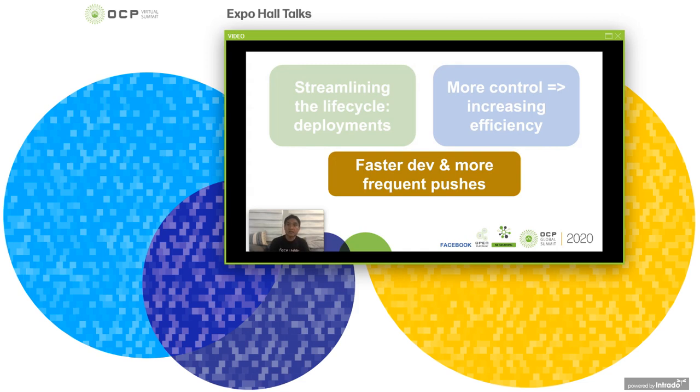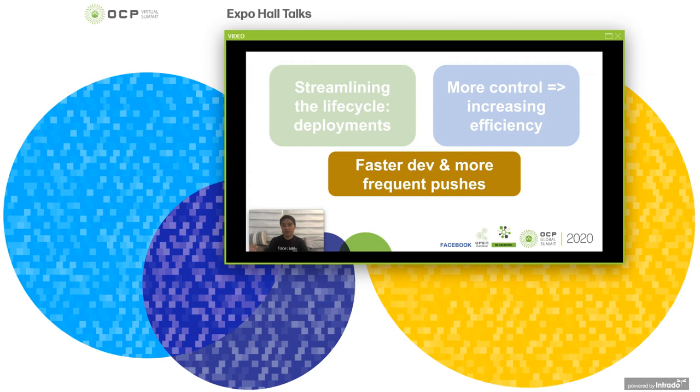So finally, let's look at this notion of faster development and more frequent pushes. This is something that is key to all the software and network work that we want to do. So for example, deployments: if I need some support on every switch to make the workflow more streamlined, and it needs some extra functionality, I want to push that out into the whole fleet as quickly as possible.